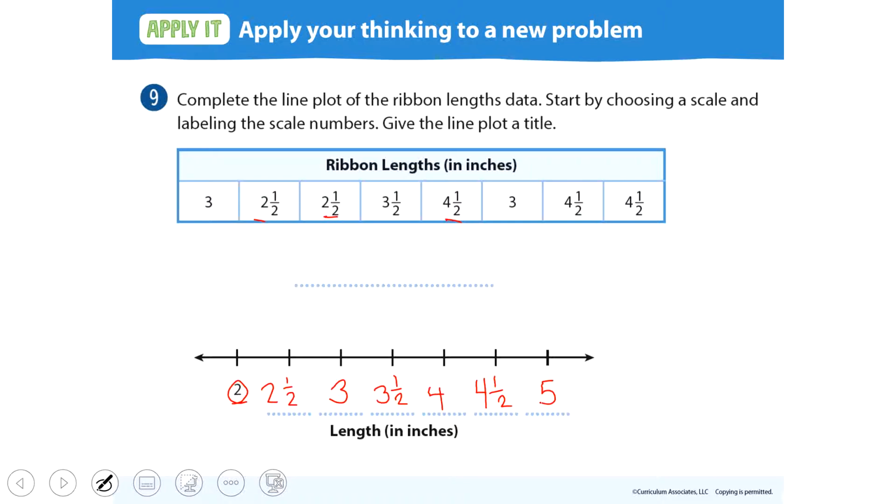What do I want to call this? What could I call it? Maybe I'd call it ribbon length because that's what I have right up here. Okay, I could write ribbon length, and now I'm going to go through and put my X's. So I look at my first number is a 3, and I have a 2 1/2, another 2 1/2, I have a 3 1/2, 4 1/2, 3, 4 1/2, 4 1/2. And that's it. That's how I make a line plot using that data.